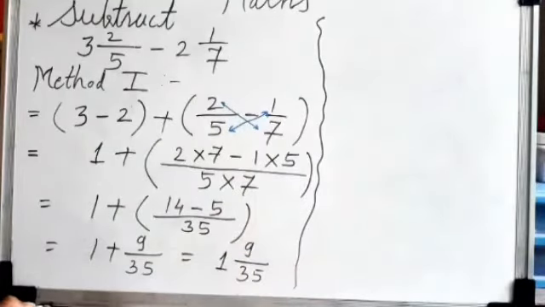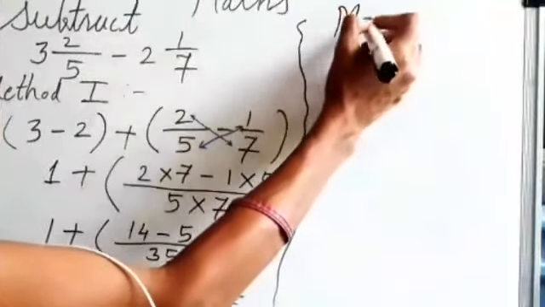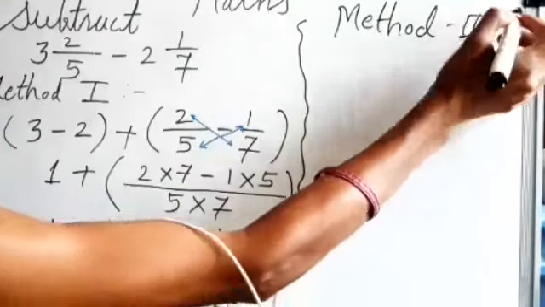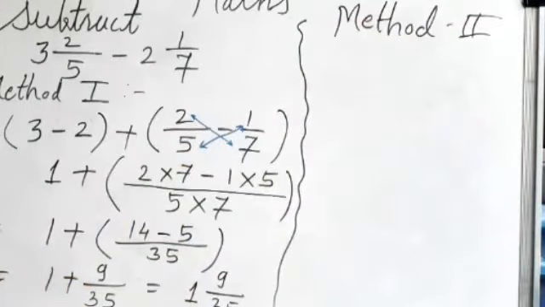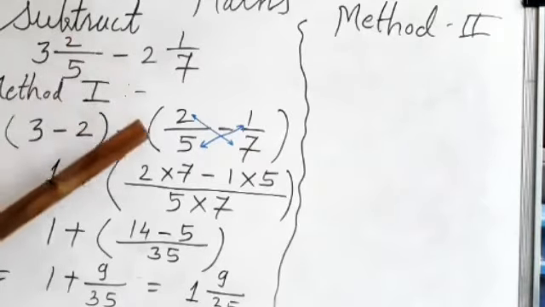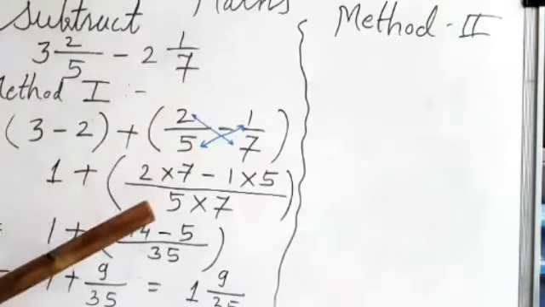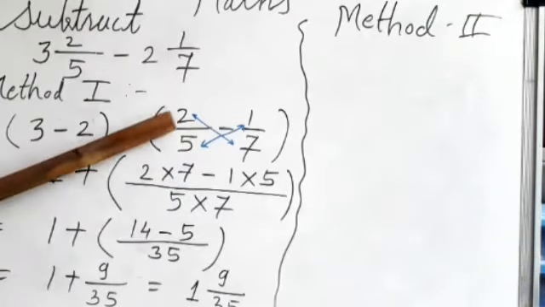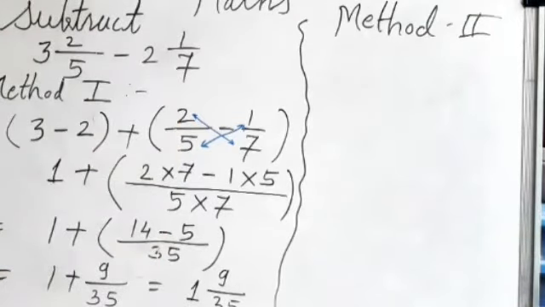Means you will clear both the methods. Method 2. Method 2 means the same example you can solve by two methods. In method 1, what I have done is that I have just separated the integral part and then the fractional part. The integral part will remain as it is, this subtraction, and then only for the fractional part, by cross multiplication we have to make the denominators same.